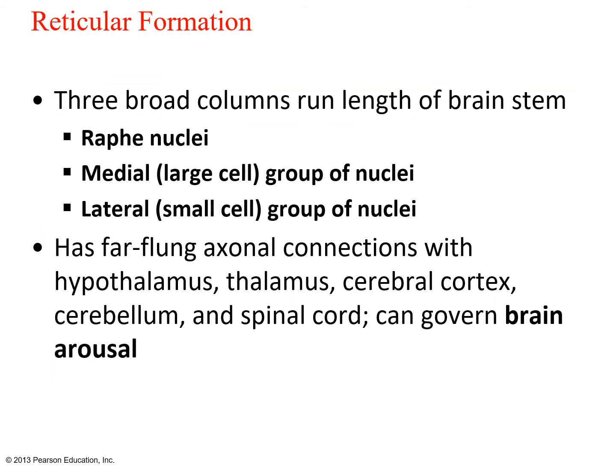The reticular formation is the second portion of the brain that is distributed among different of the four regions that we've covered. So the reticular formation has got three columns that run the length of the brainstem: the raphe nuclei, the medial or large cell group of nuclei, and the lateral or small cell group of nuclei. So this has got connections with the hypothalamus and the thalamus, which are of course part of the diencephalon, with the cerebral cortex, with the cerebellum, and with the spinal cord. And so basically the reticular formation connects with everything.